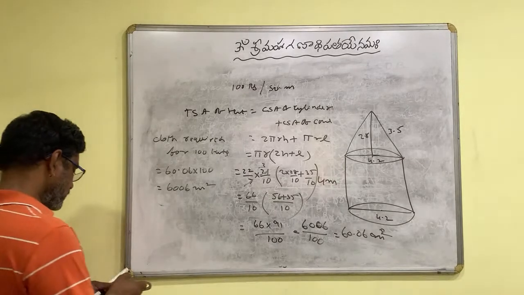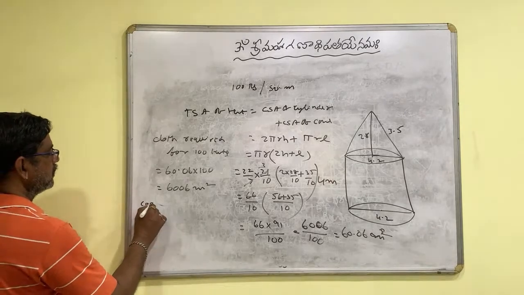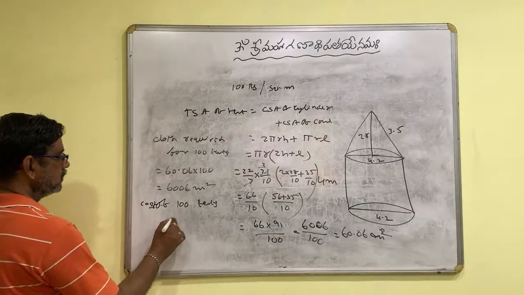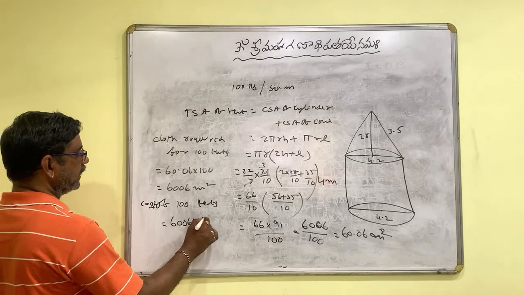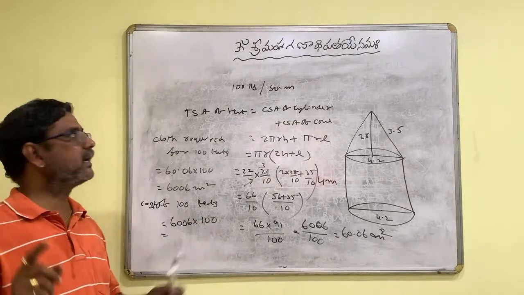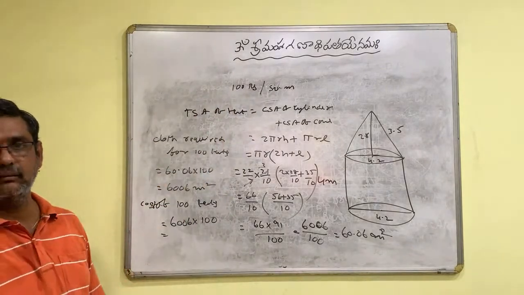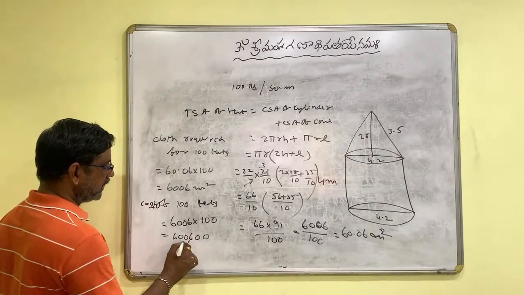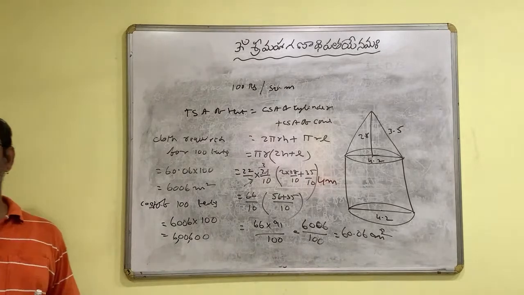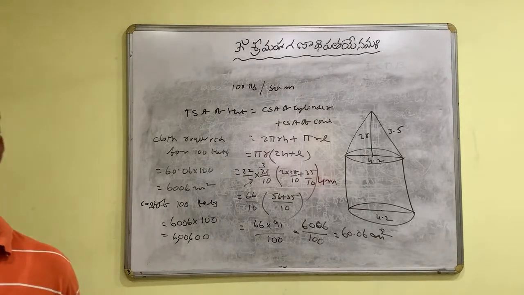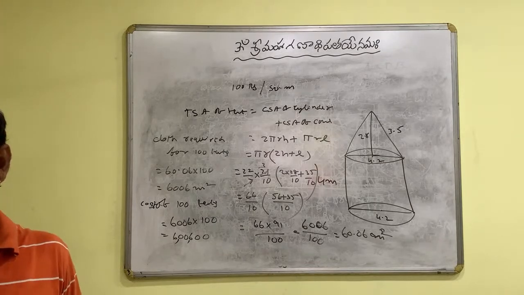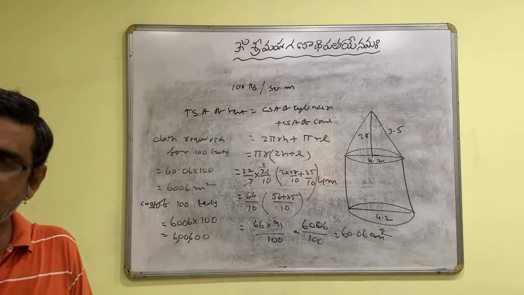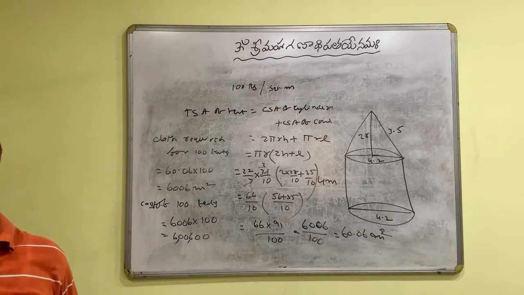Now, cost of 100 tents: 6006 into 100, because 1 meter square is equal to 100 rupees. So the total amount will be 600600. Ones, tens, hundreds. So 6 lakhs 600 rupees. So the total cost required to make 100 such tents is 6 lakhs 600 rupees.